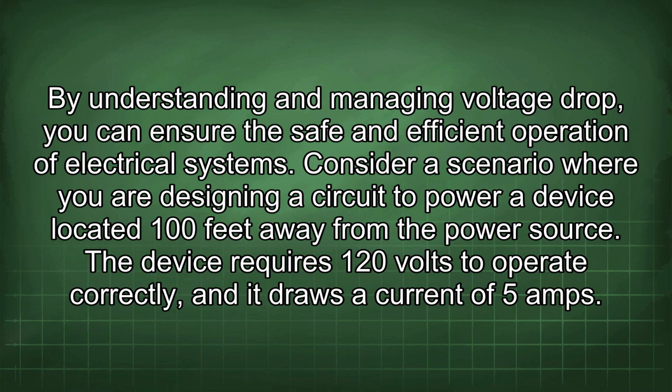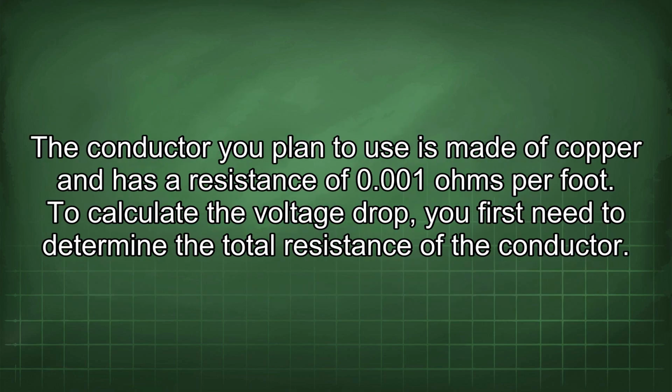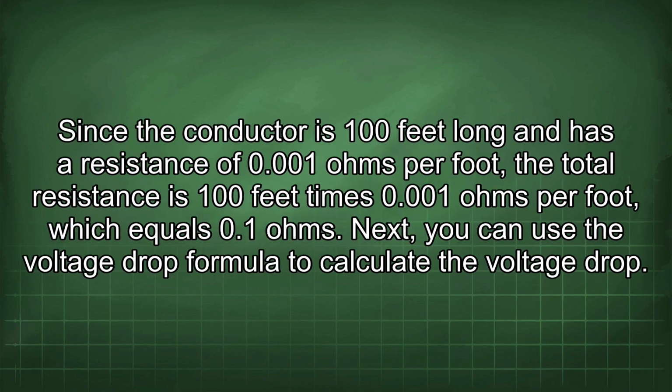Consider a scenario where you are designing a circuit to power a device located 100 feet away from the power source. The device requires 120 volts to operate correctly, and it draws a current of 5 amps. The conductor you plan to use is made of copper and has a resistance of 0.1 ohms per foot. To calculate the voltage drop, you first need to determine the total resistance of the conductor. Since the conductor is 100 feet long and has a resistance of 0.1 ohms per foot, the total resistance is 100 feet times 0.1 ohms per foot, which equals 0.1 ohms.